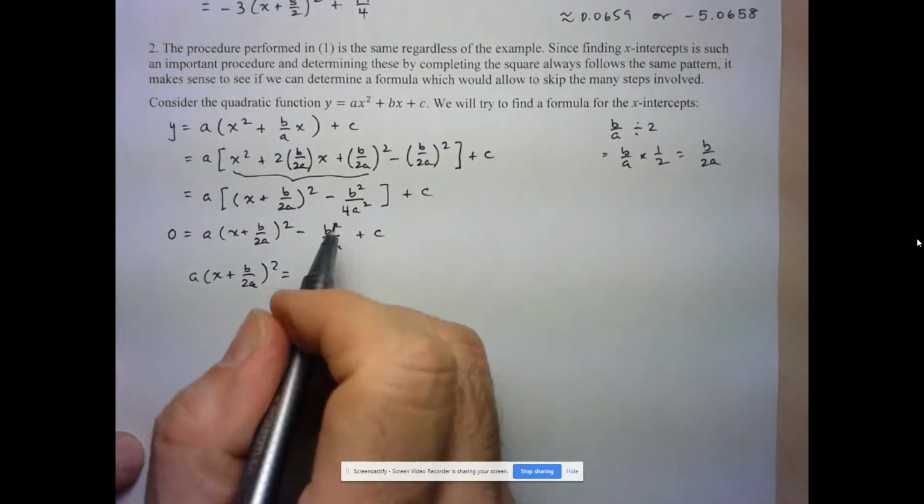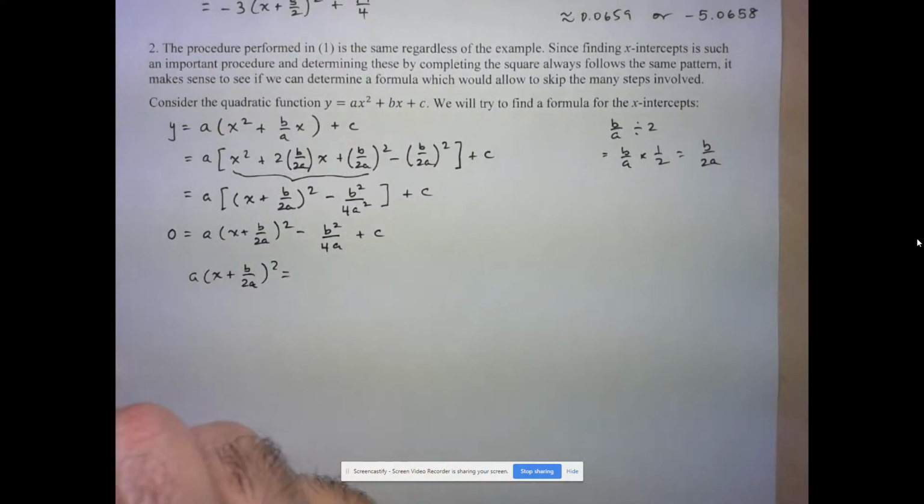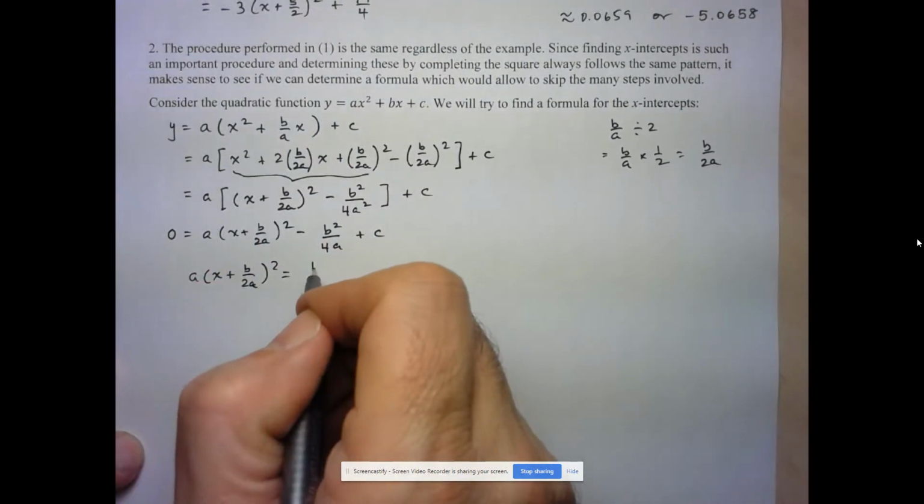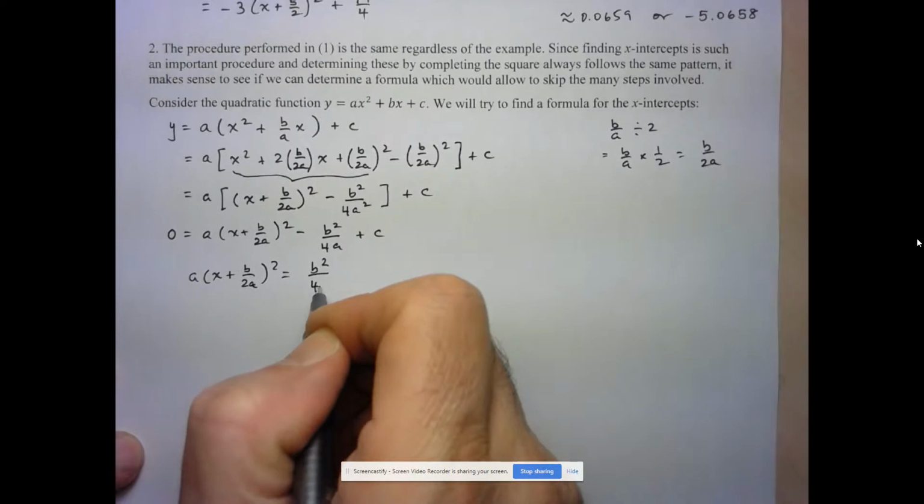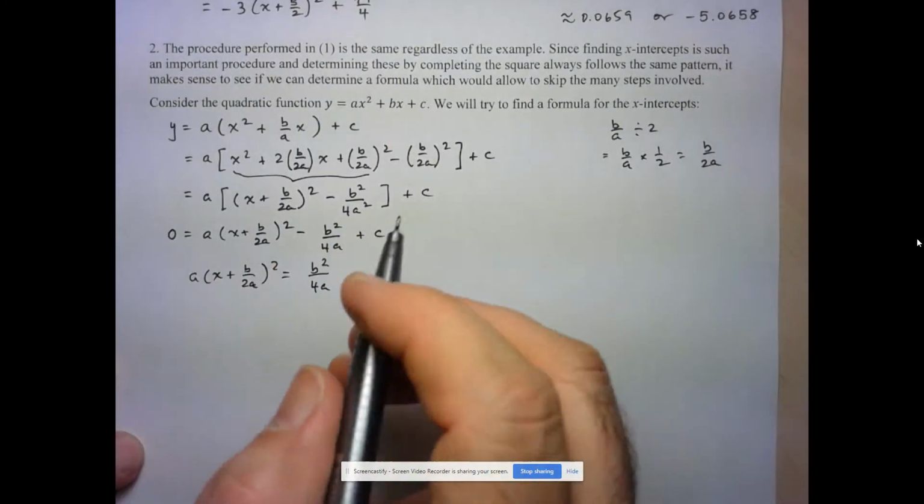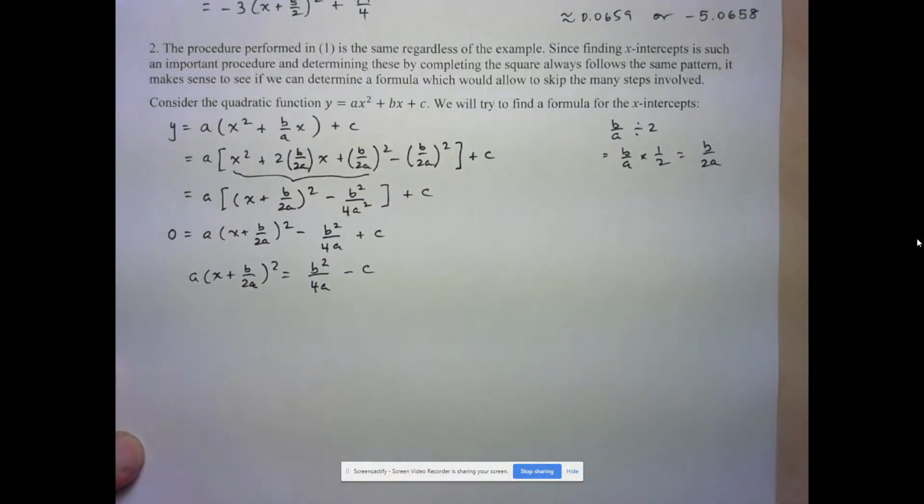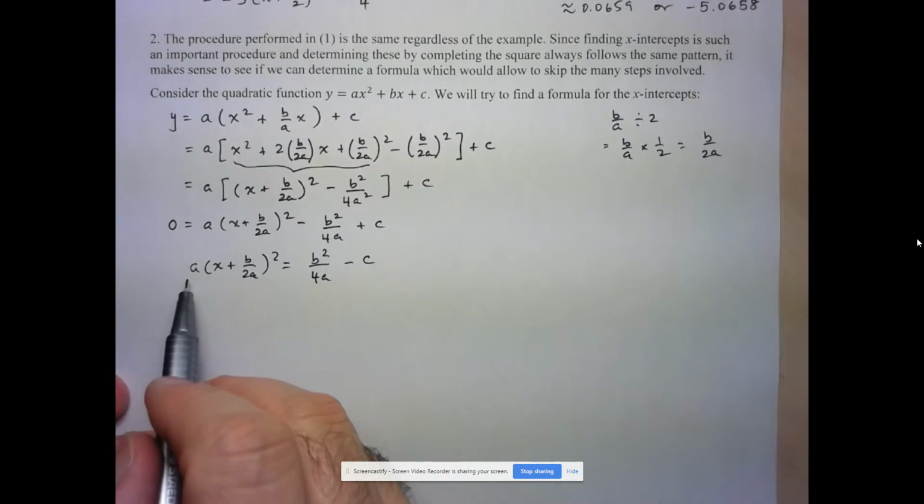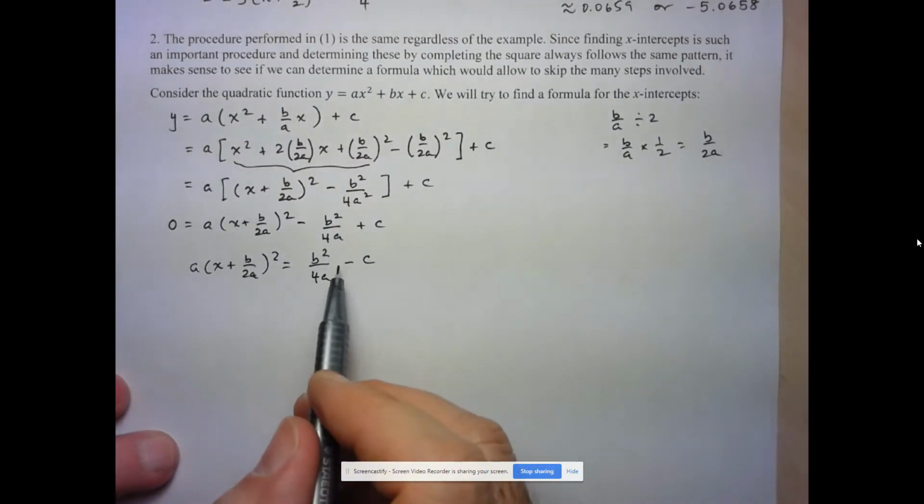All right, so I'll keep this a times (x plus b over 2a) squared. Okay, and I'm going to bring these two expressions to the other side of the equation. So this minus b squared over 4a is going to become positive b squared over 4a. Okay, and this plus c, when I bring it to the other side of the equation, is going to become minus c. All right, now before I divide by a, I'm going to simplify this expression here.